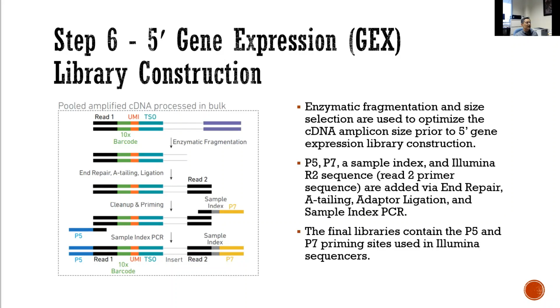Okay, as I said, if you decide to read out all the gene expression level as well, rather than only the T cell or B cell receptor repertoire, you can further process the same library, amplify the library, and construct gene expression library. This is a 5' assay, the same as a 3' assay, and you can get the UMI matrix for all the cells, gene expression for all the genes rather than only receptor genes.